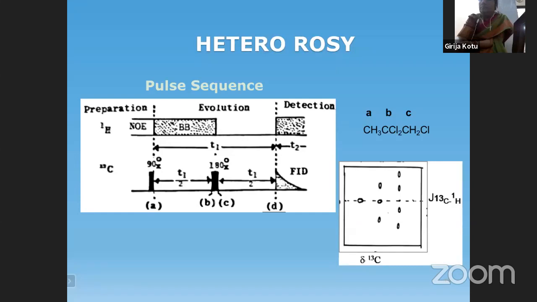So C13 NMR: how many signals do you get for this molecule, 1,2,2-trichloropropane? It depends upon the number of non-equivalent carbons. So how many different carbons are there in this propane? 3 carbons. I have labeled the carbons there. Downfield carbon B, and next is C, next is A. So B, does it have any protons?